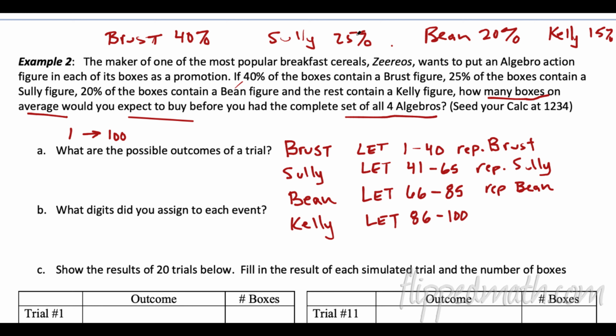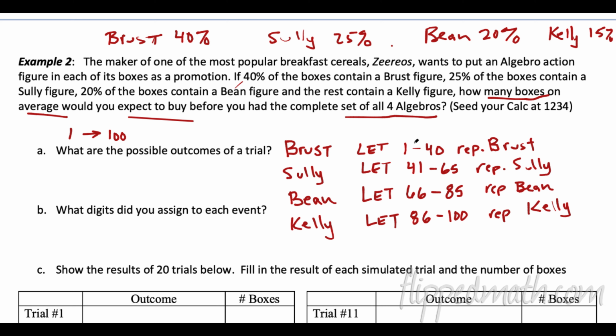So you see what I did there? I divided 1 through 100 up into percents. 1 through 40, that's 40%. Here's 25 numbers, here's 20 numbers, and this is 15. You know what I mean? As we go through all of these and we set it all up, all 100 digits have to be accounted for. They each have a percent right here. I think we're good to go.